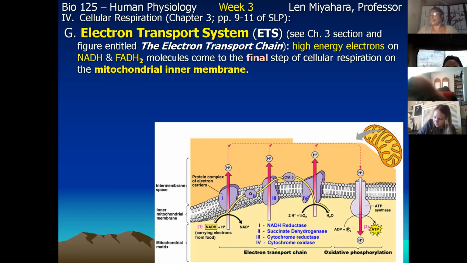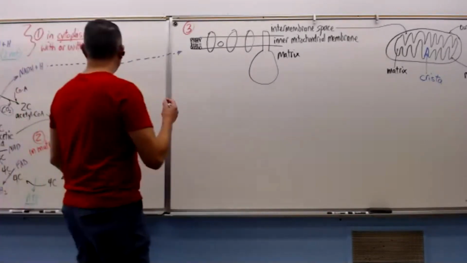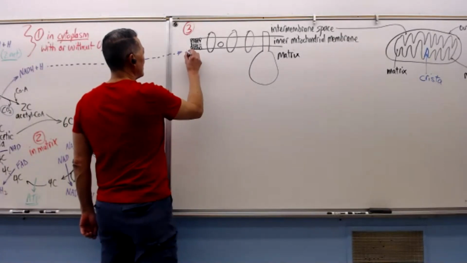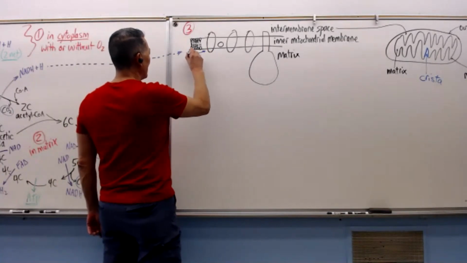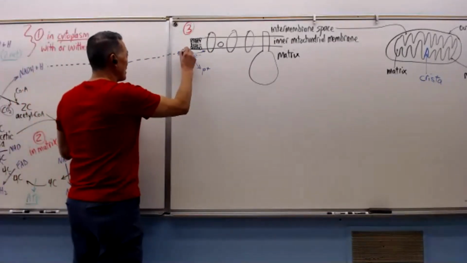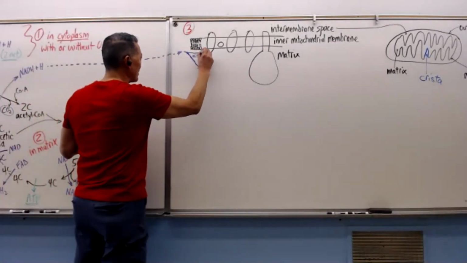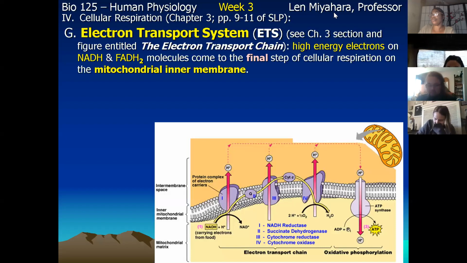All right, hydrogen is just a proton and electron. So with these hydrogens, it's going to drop off the electron to the first boulder, and the proton's just going to go in the matrix. Because that's what H's are, right? Hydrogen is just protons and electrons. Well, this electron has got a lot of energy in it. And you can see that in this figure. But these boulders are in the inner mitochondrial membrane.